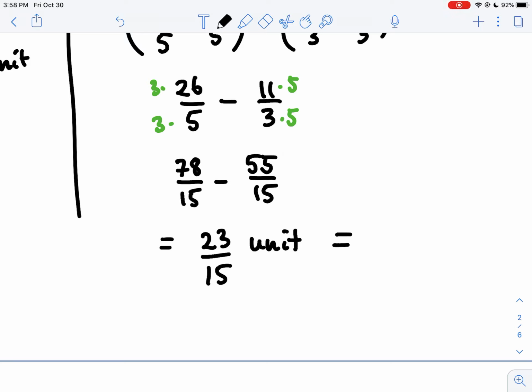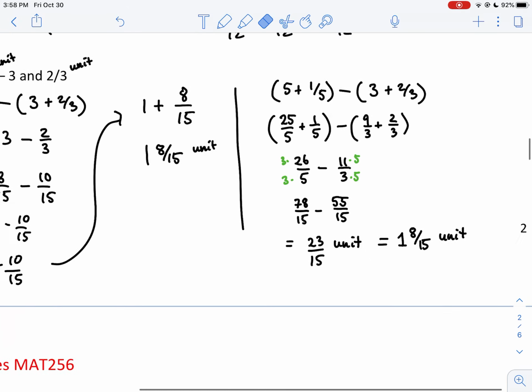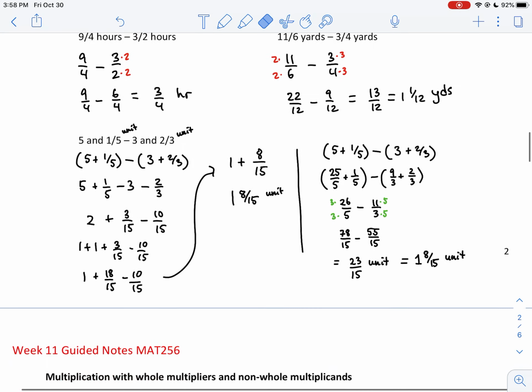Or if you want to write this as a mixed number, well, 15 of these 23 15ths make 1, and that leaves 8 left over. So in mixed number, you can see we get the same answer we got over here.